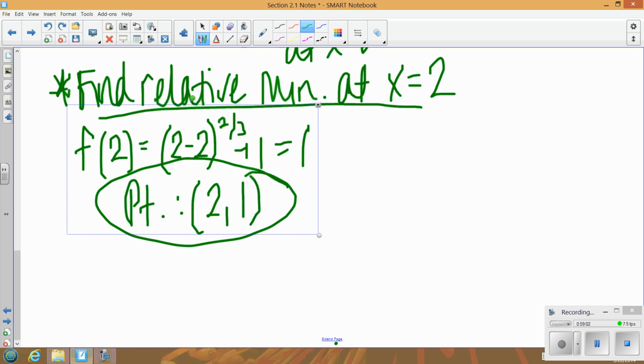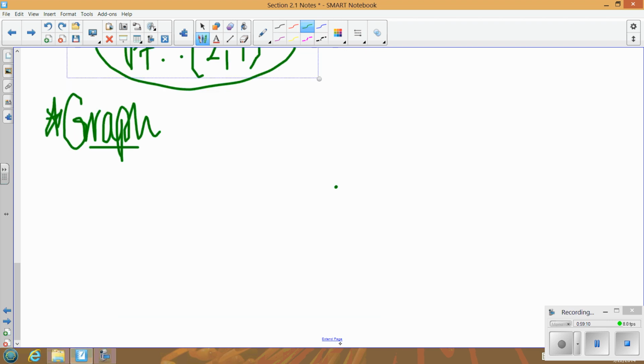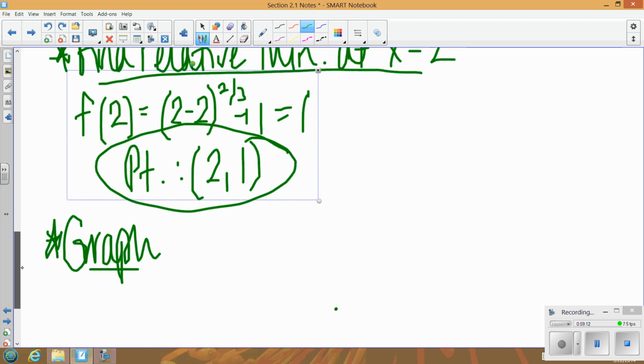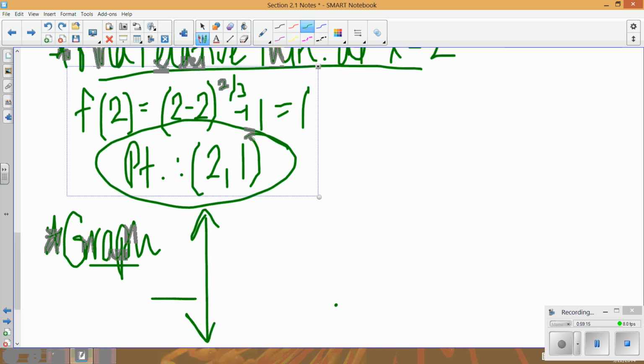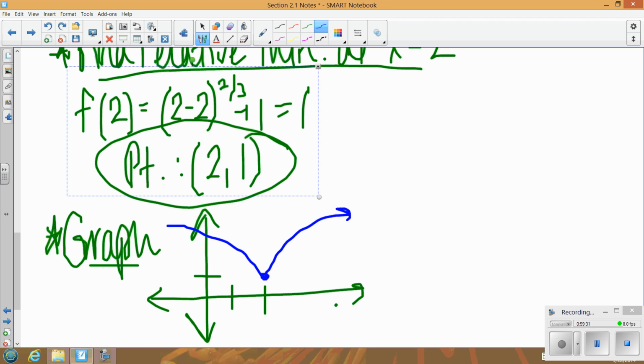Last thing is to graph. So we have 2, 1. That's where this minimum is going to be. And then remember, there's a corner here. So my function went from decreasing to increasing, and I have a corner, so it kind of comes down into like a V shape. This is just a rough sketch of the function, but you get the main ideas.